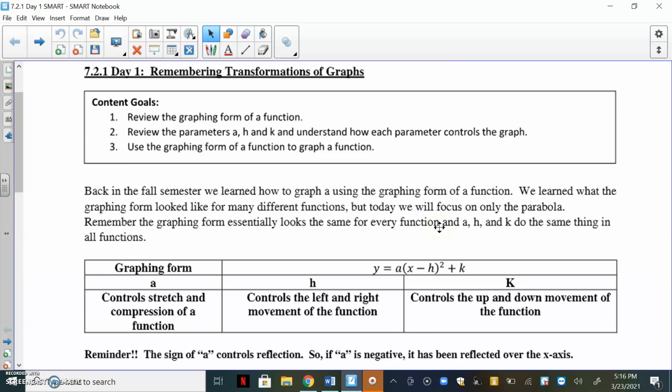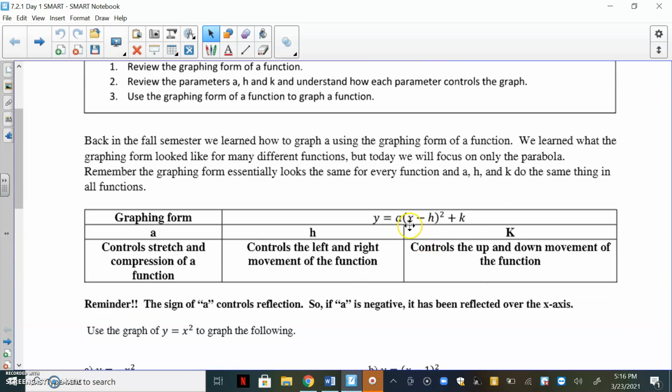Today we are just going to take some time to refresh on something we learned last semester because it's going to kind of be used in something we're going to do in this unit. So we're bringing back transforming parent functions of graphs, but we're just going to focus on parabolas just so that we can get the hang of working with a, h, and k again.